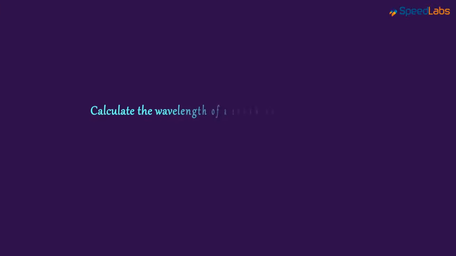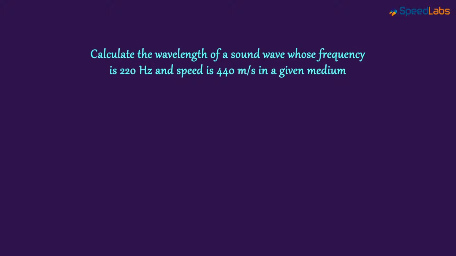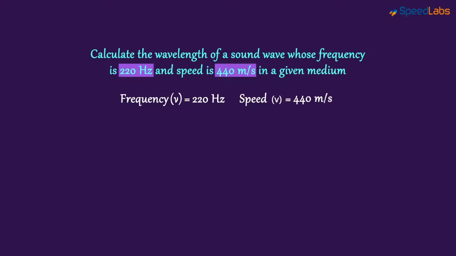Let us do one easy example based on this concept. Read the question carefully. First, let us see what we are given. We are given the frequency of a sound wave. We can say that nu is equal to 220 Hz. The speed of sound is equal to 440 meters per second. Before moving on to solving any problem, we should check if all the units are uniform. We see all the units are SI units. We are asked to calculate wavelength, that is, we are asked to calculate lambda.